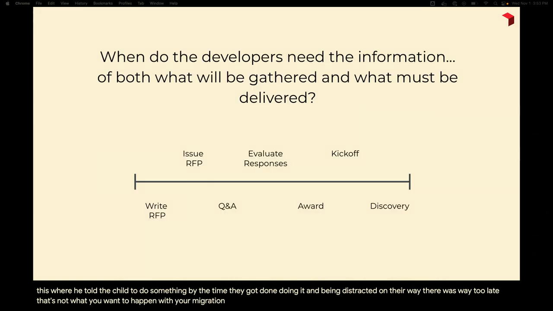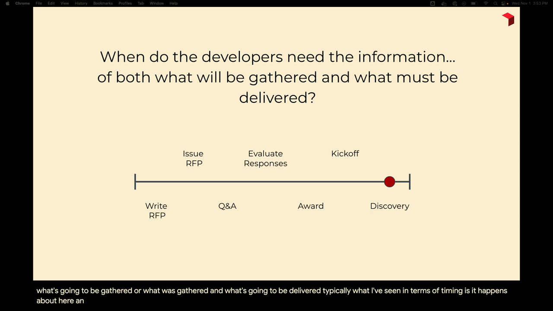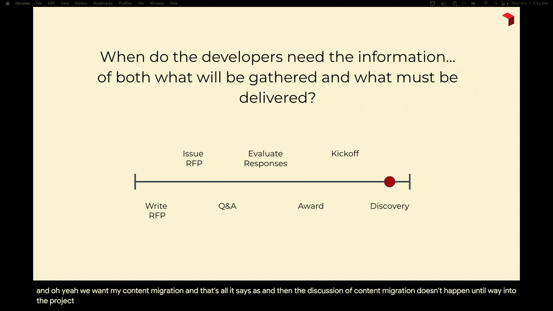So the last thing I'm going to talk about is, when do developers need the information about what's going to be gathered, or what was gathered, and what's going to be delivered? Typically, what I've seen in terms of timing is, it happens about here. An RFP comes out. It says, we want the site to be accessible and to have personas and this and that, and oh yeah, we want my content migration, and that's all it says. And then the discussion of content migration doesn't happen until way into the project. That's bad news. That's going to get you the chubby alligator.